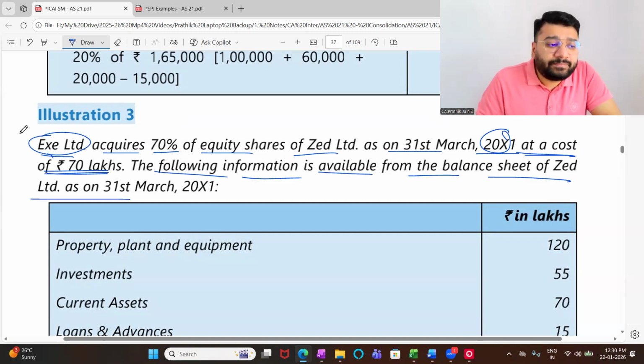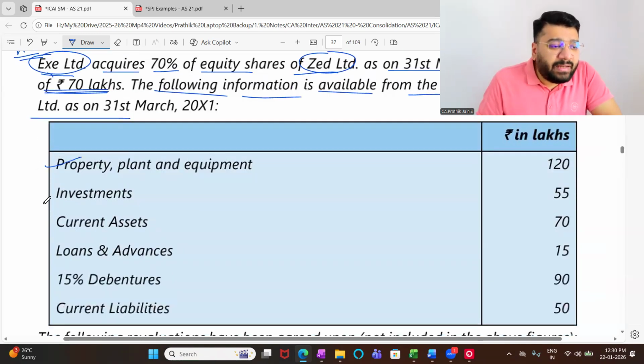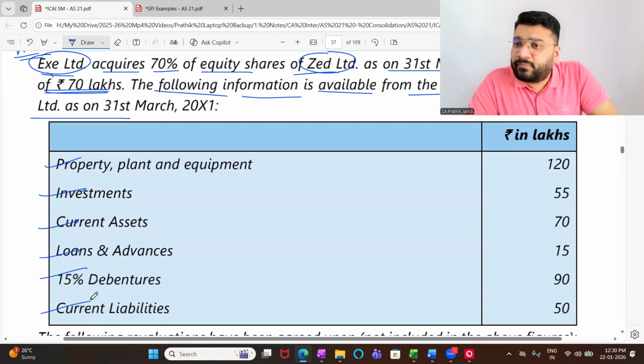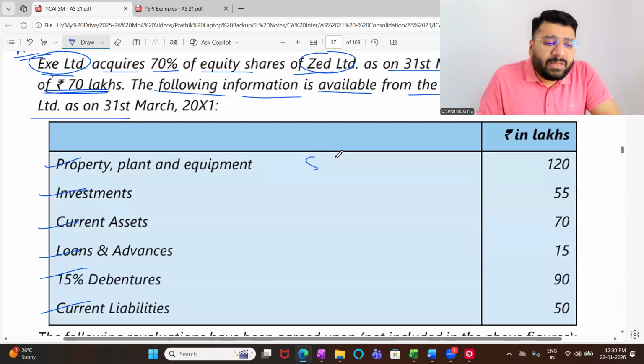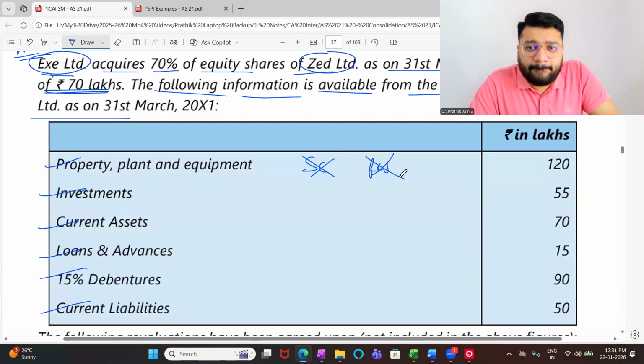Who is X Limited? Holding company. Who is Z Limited? Subsidiary company. Whose balance sheet is given? Subsidiary company's balance sheet is given. Okay. In that property plant is given, investment is given, current asset, loan, debenture, current liability. Any problem? No problem. What is missing here? Share capital is missing here, and reserve and surplus is missing. Share capital and reserve and surplus, if it is not there, how should I calculate goodwill CR?